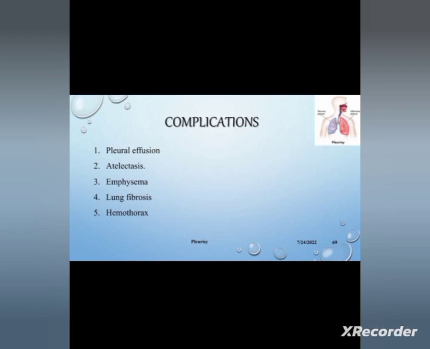Next one, complications of pleurisy. Especially in case of exudative pleurisy, the main complication is pleural effusion. Then atelectasis, which may affect the lung and lead to collapse of the lung. Then emphysema or empyema can also occur. Then lung fibrosis can occur. Then hemothorax, blood in the thorax. So these are the main complications: pleural effusion, atelectasis, emphysema or empyema, then lung fibrosis and hemothorax.